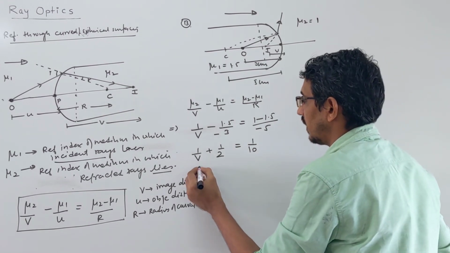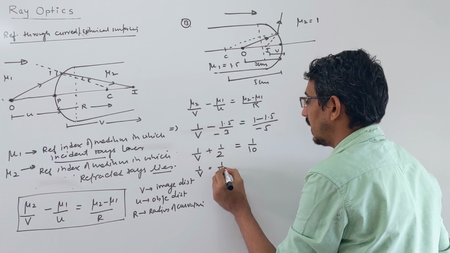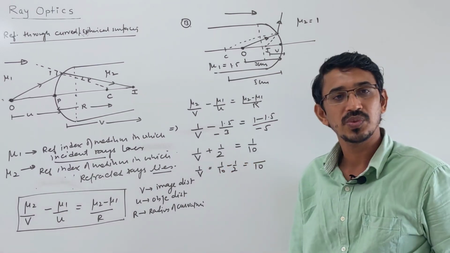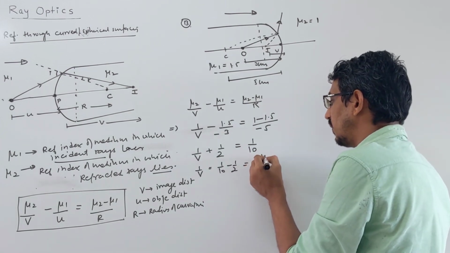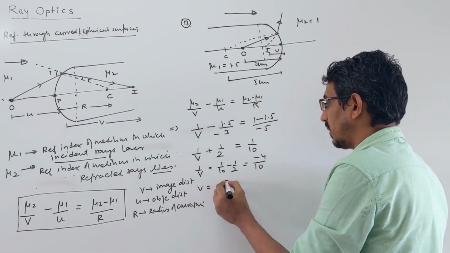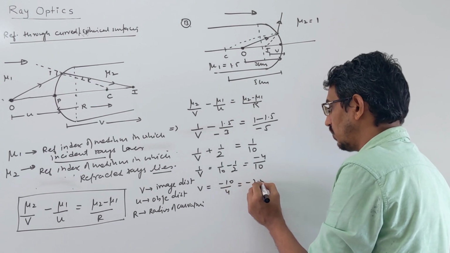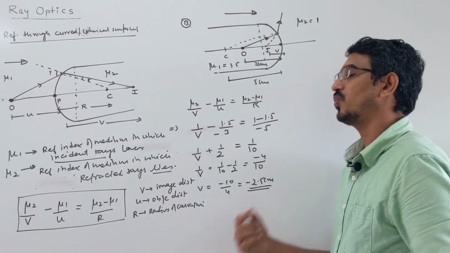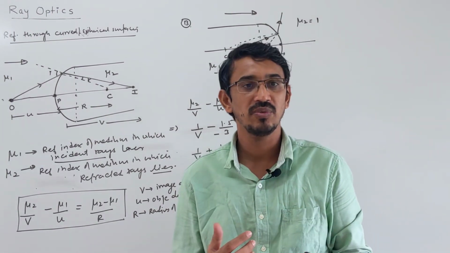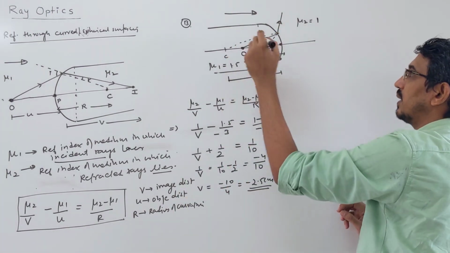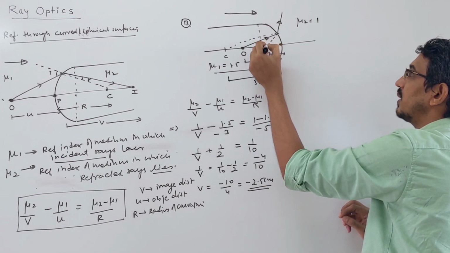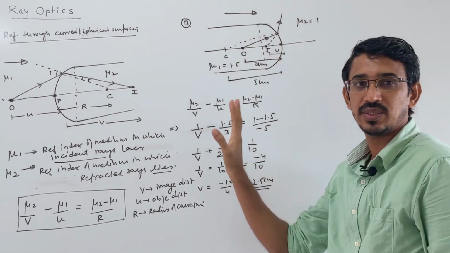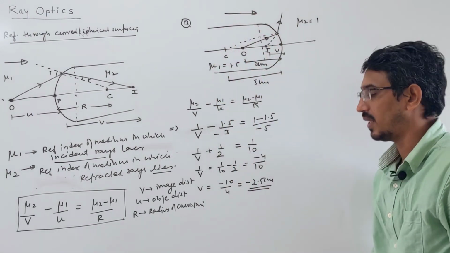So this is your final answer: 1 by v should be equal to 1 by 10 minus 1 by 2. Taking LCM 10, 10 goes 1 time, 2 goes 5 times, so you are getting minus 4 here. So v will be equal to minus 10 by 4 or minus 2.5 centimeter. So your image distance is 2.5 centimeter, and you're getting the answer as negative, means the image is formed on this side only. This is your pole, so the image is formed somewhere here, a negative distance coming, so it's formed inside your lens or some surface given there.